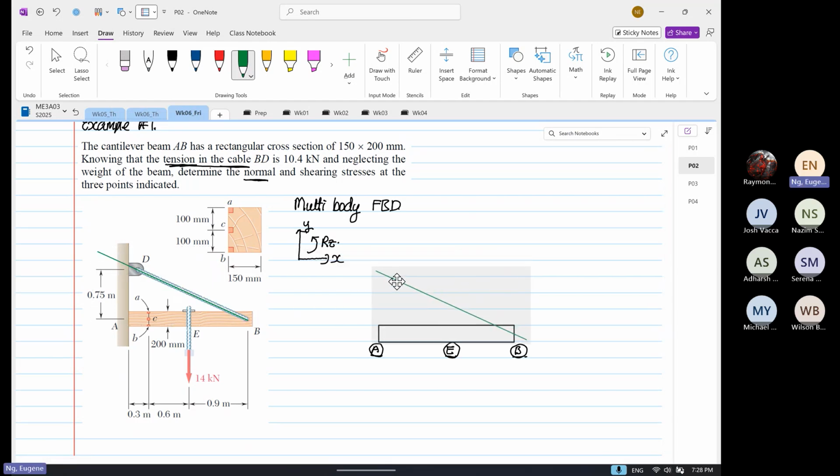This is our BD line. And on our BD line, we are given BD, right? So this is our point D. This is our point B, right? And over here, we were told that this is under tensile, 10.4 kilonewton. So when it's tensile, you draw the rope going in tension. Okay.